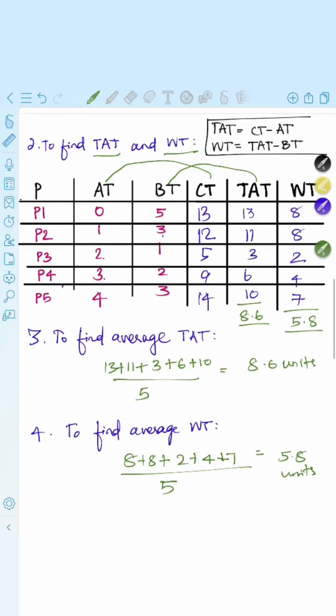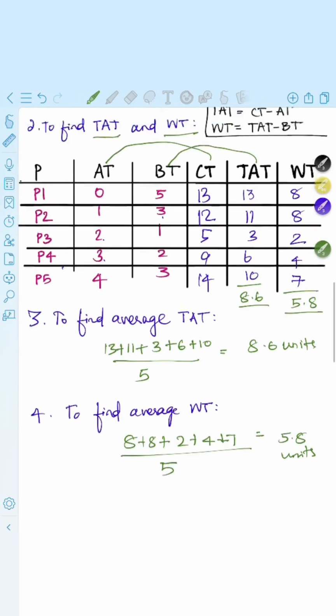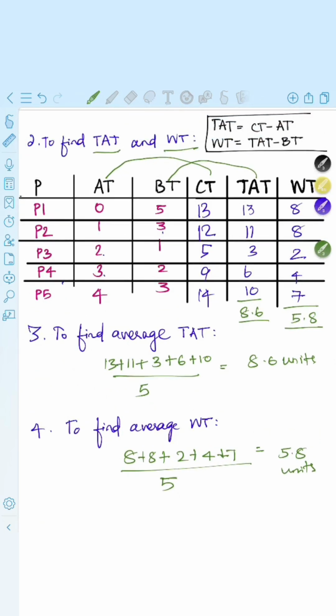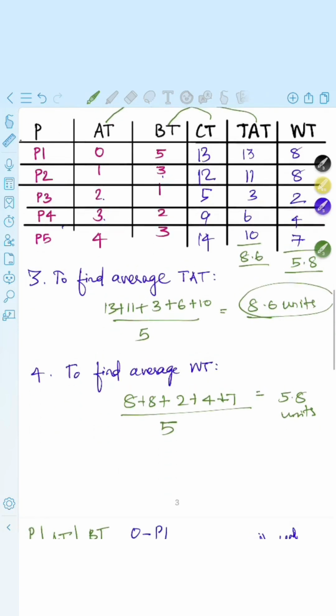The third step is to find the average turnaround time, where we add these and divide by 5 because we have 5 processes. So the average turnaround time comes to 8.6 units. And the last step is to find the average waiting time, where we add these and divide by 5 because of the 5 processes. So the average waiting time comes to around 5.8 units.